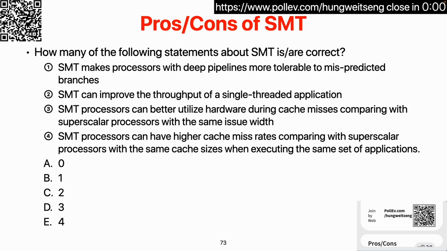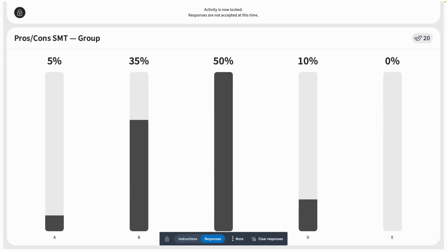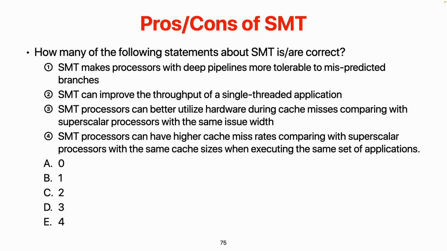All right, let's take a look. So, after discussion, something changed, right? So that's why we need it. So how about the first one? Would SMT make processors with deep pipelines more tolerable to mispredicted branches? Yes or no? Yes, why?